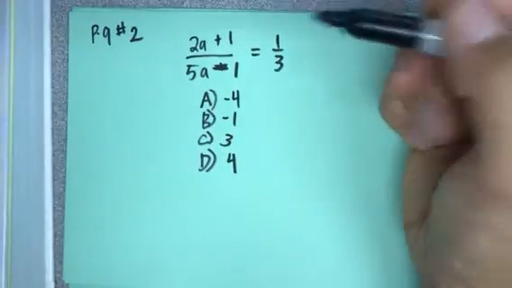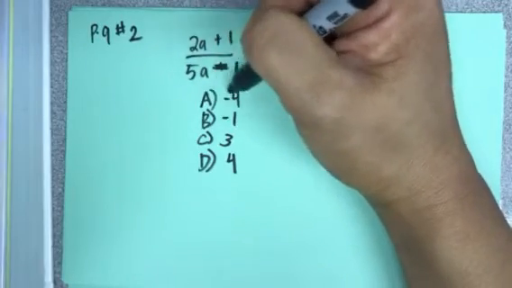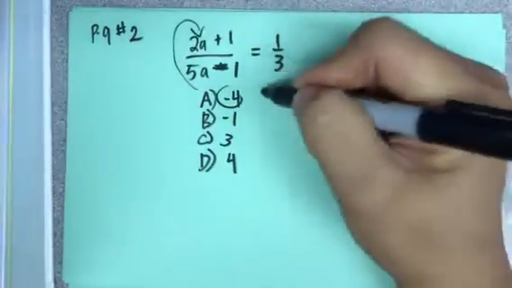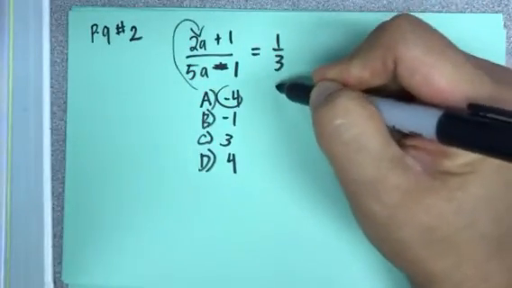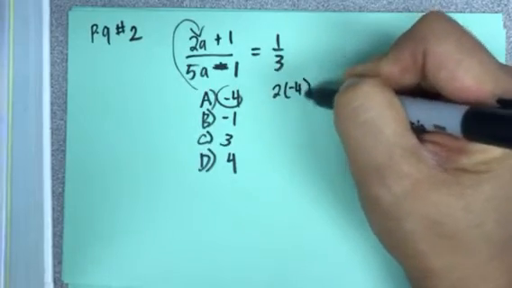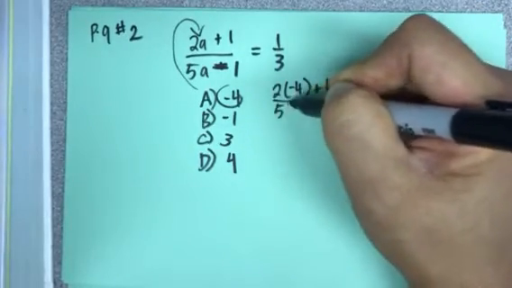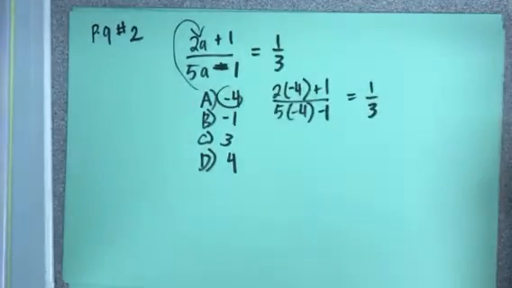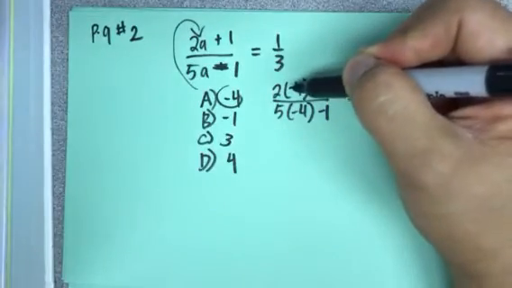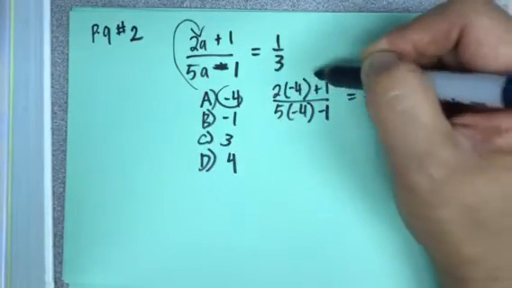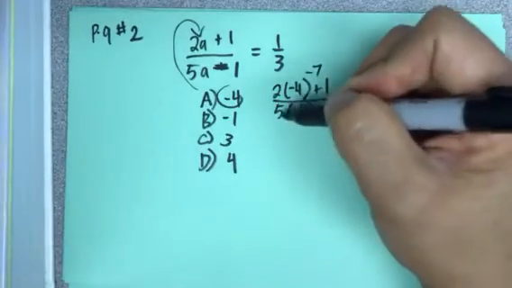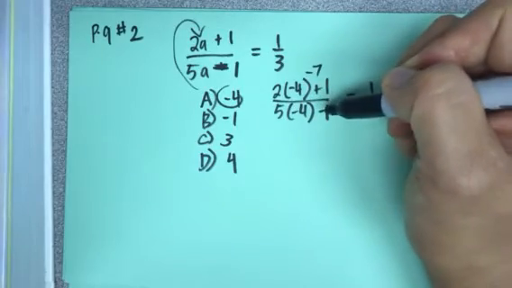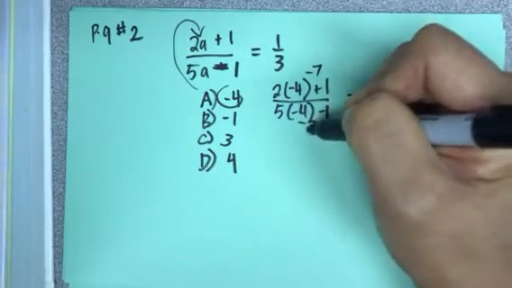Okay? So what you would do is start with A and plug in -4 here, and then try it one by one. So let's do that. By the way, no calculator is allowed on this. 2 times -4 plus 1 over 5 times -4 minus 1. If that equals 1/3, we know that A is going to be the answer. So 2 times -4 is -8, plus 1 is -7. Then 5 times -4 is -20, minus 1 is -21.